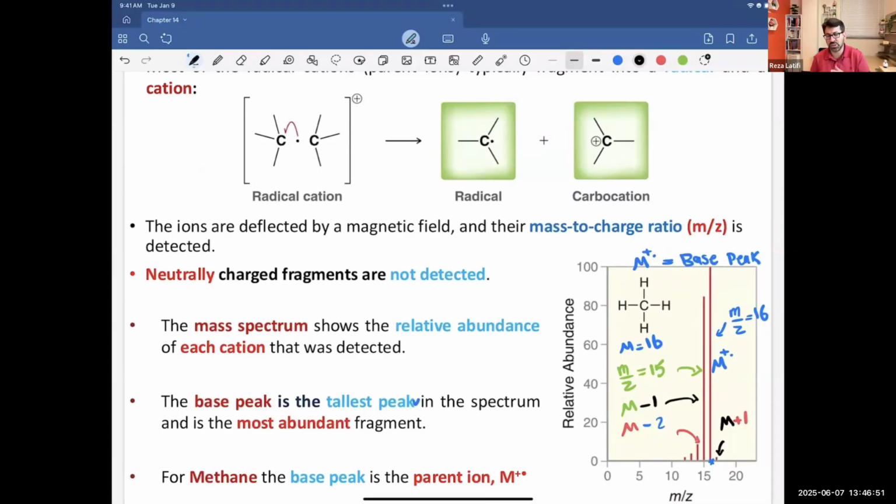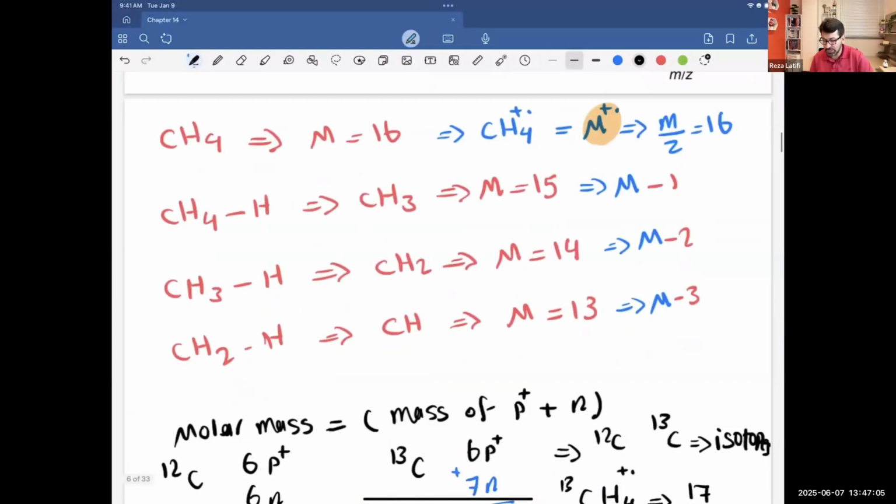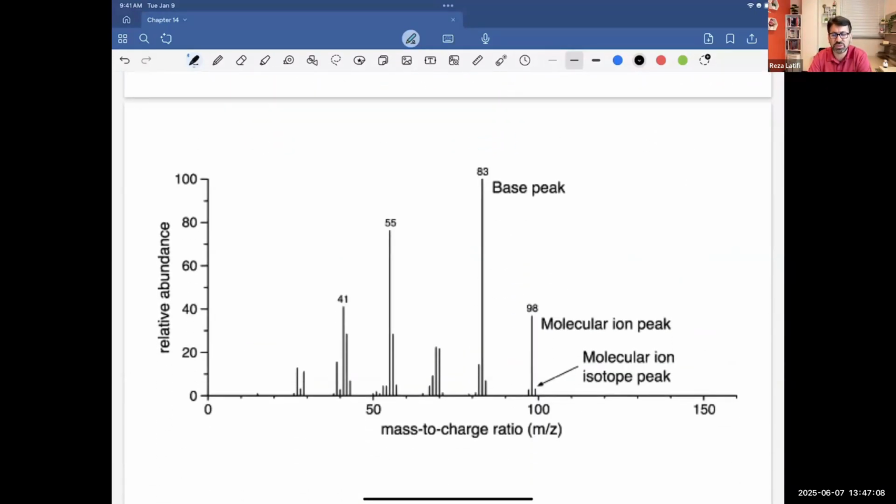It has the M over Z around 16. Yes, we do see one tiny peak that you can ignore. That is just isotope. So the last one we said is the base peak, and also we called it the molecular ion peak. But they don't need to be the same. And this one is one example. As you see, the base peak is the highest one, and is far from 98. And 98 is our molecular ion peak, technically a species that has the molar mass of the unknown sample that we injected.